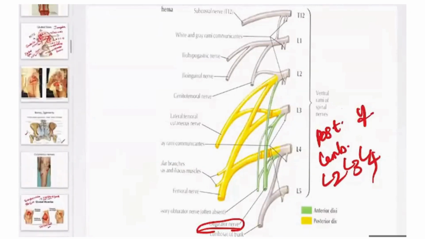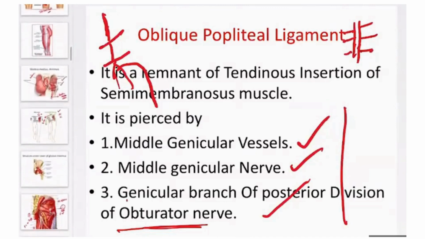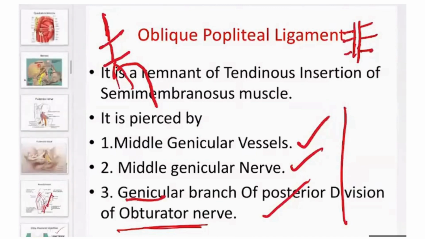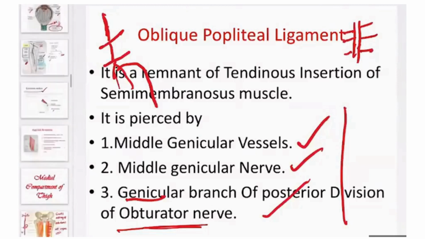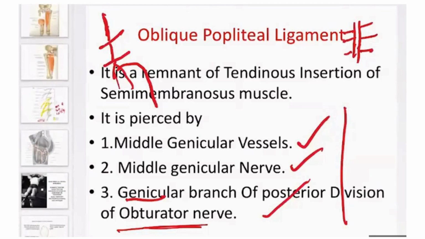We already discussed what structures pierce the oblique popliteal ligament. The third one, the branch from the obturator nerve, pierces the oblique popliteal ligament, right? So from the medial compartment, a nerve enters the popliteal fossa to pierce it. Am I right? So apart from muscular branches, what is genicular? What does the word genu represent? Genu is bend. Any bend is called genu. Here the bend is the knee joint. So it supplies genicular branches to the knee joint.